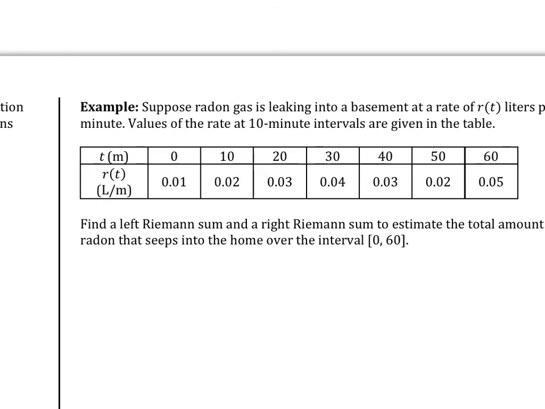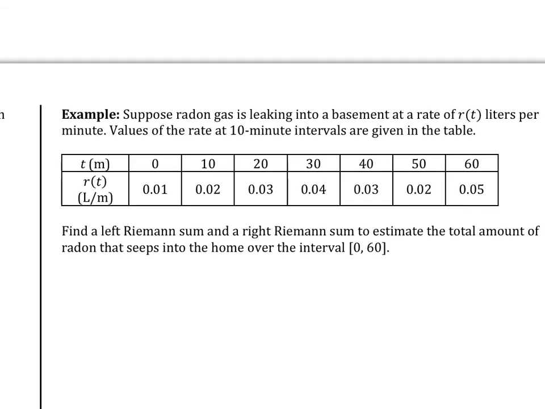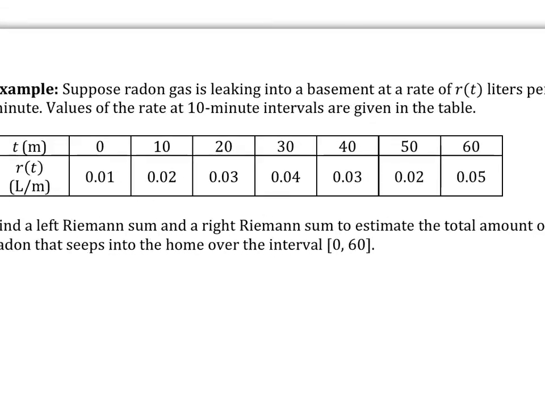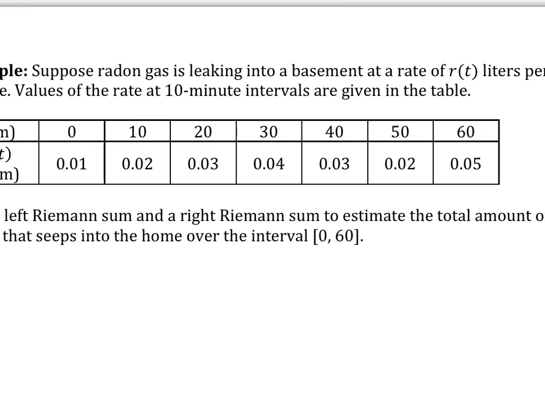All right, tables. People really don't like tables. That's why we're doing a lot of tables to practice. Okay, so suppose radon gas is leaking into a basement at a rate of R of t liters per minute. Values of the rate at 10-minute intervals are given in the table. Find a left Riemann sum and a right Riemann sum to estimate the total amount of radon that seeps into the home over the interval 0 to 60.